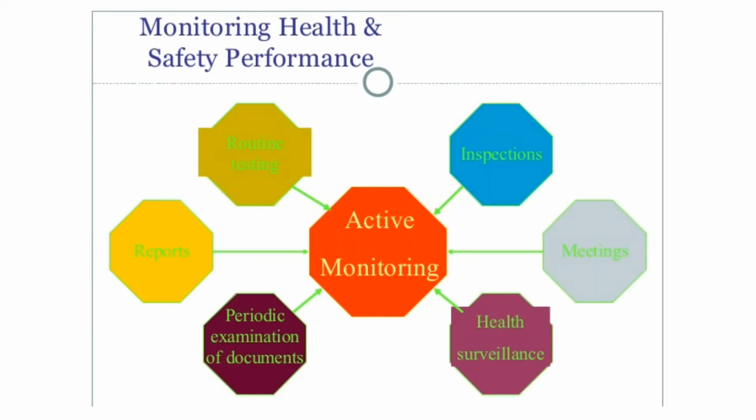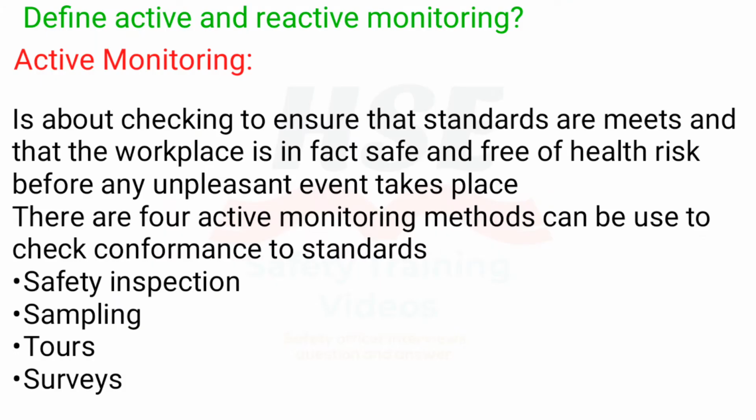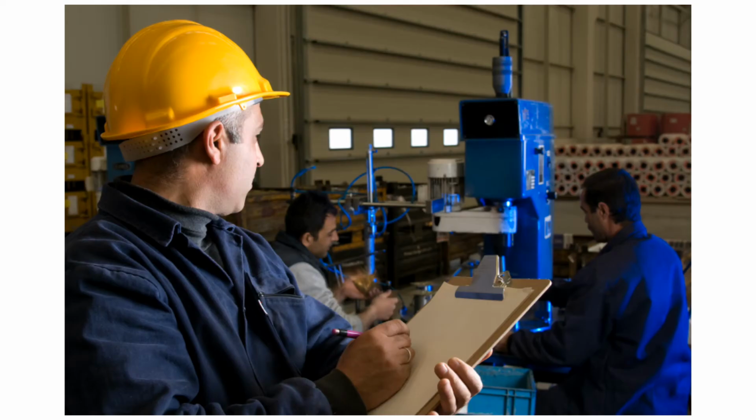Active monitoring is about checking to ensure that standards are met and that the workplace is in fact safe and free of health risk before any unpleasant event takes place. There are 4 active monitoring methods that can be used to check conformance to standards: safety inspection, sampling, tours, surveys.